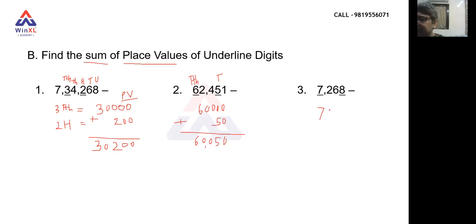Instead of these 2, we write 0. Instead of this 6, we write 0. What do we do? For the digits which are not underlined, we put zeros. And we write this 8 as it is. So it is our answer for this sum. So now it is clear that you can find out the sum of place values of underlined digits very easily and orally.